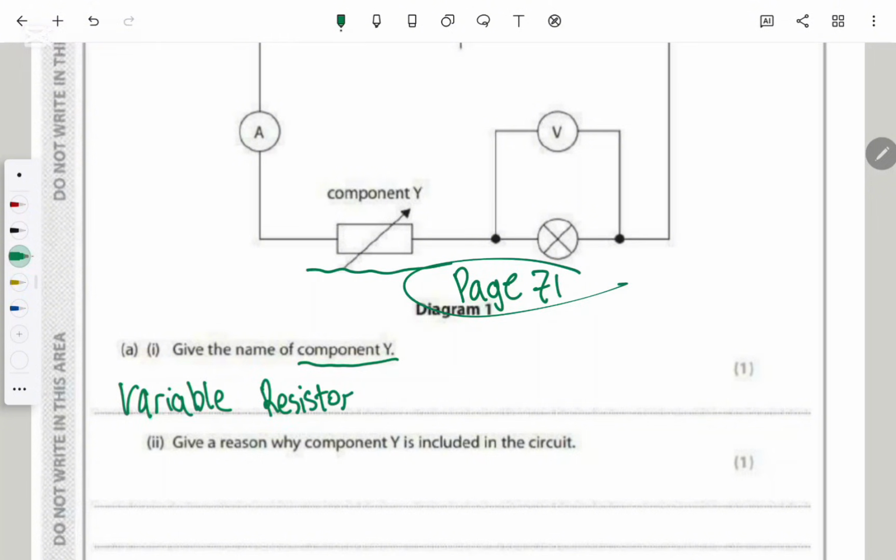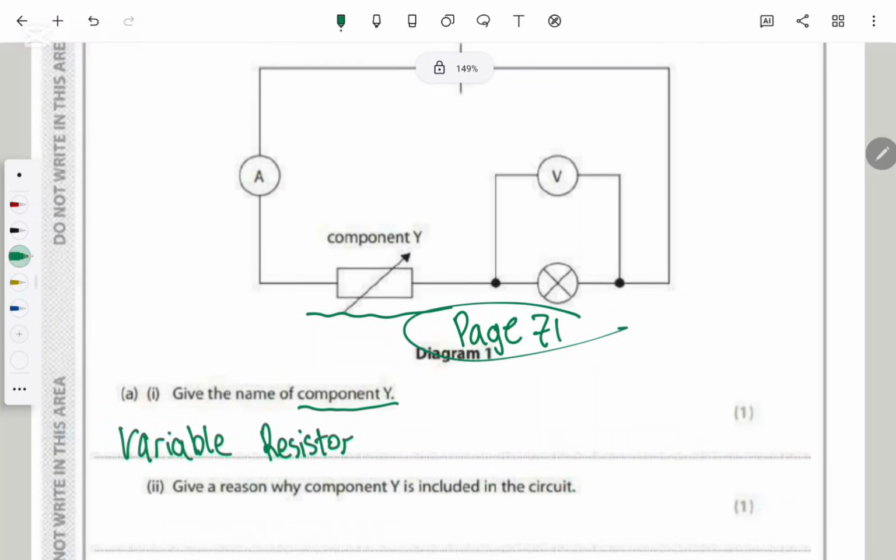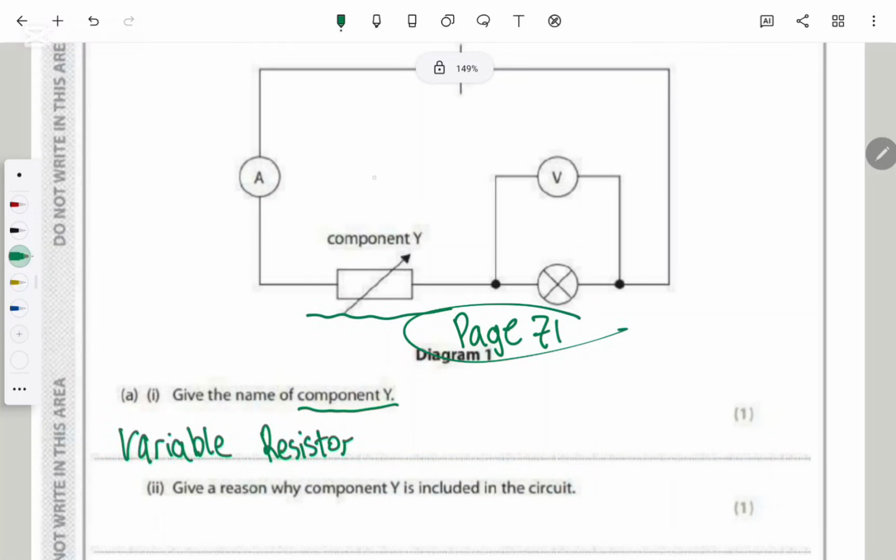Take a second look at page 71 and you'll understand what a variable resistor is, but it's a resistance that you can change the value of. Okay, we describe them as the ones that have a knob, and you can spin this knob around, increasing it and decreasing it. So you can make the resistance more or less depending on what you actually want.